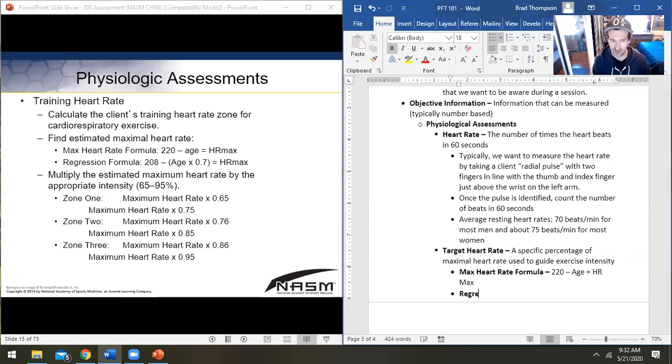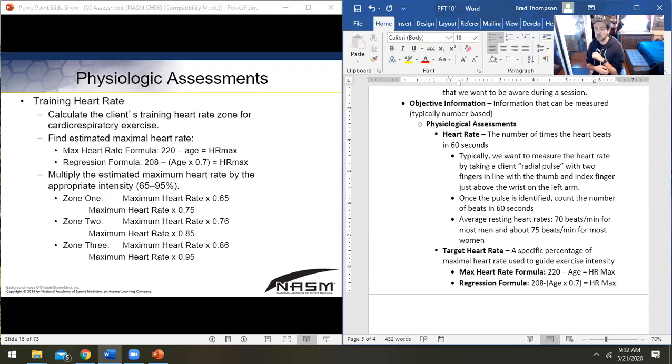So the regression formula is going to be 208 minus 70% of your age, so your age times 0.7, equals heart rate max. A little bit of a different formula. Pretty effective though. I like the regression formula a lot, if I'm not going to take time to do the really good one that we're going to look at next.